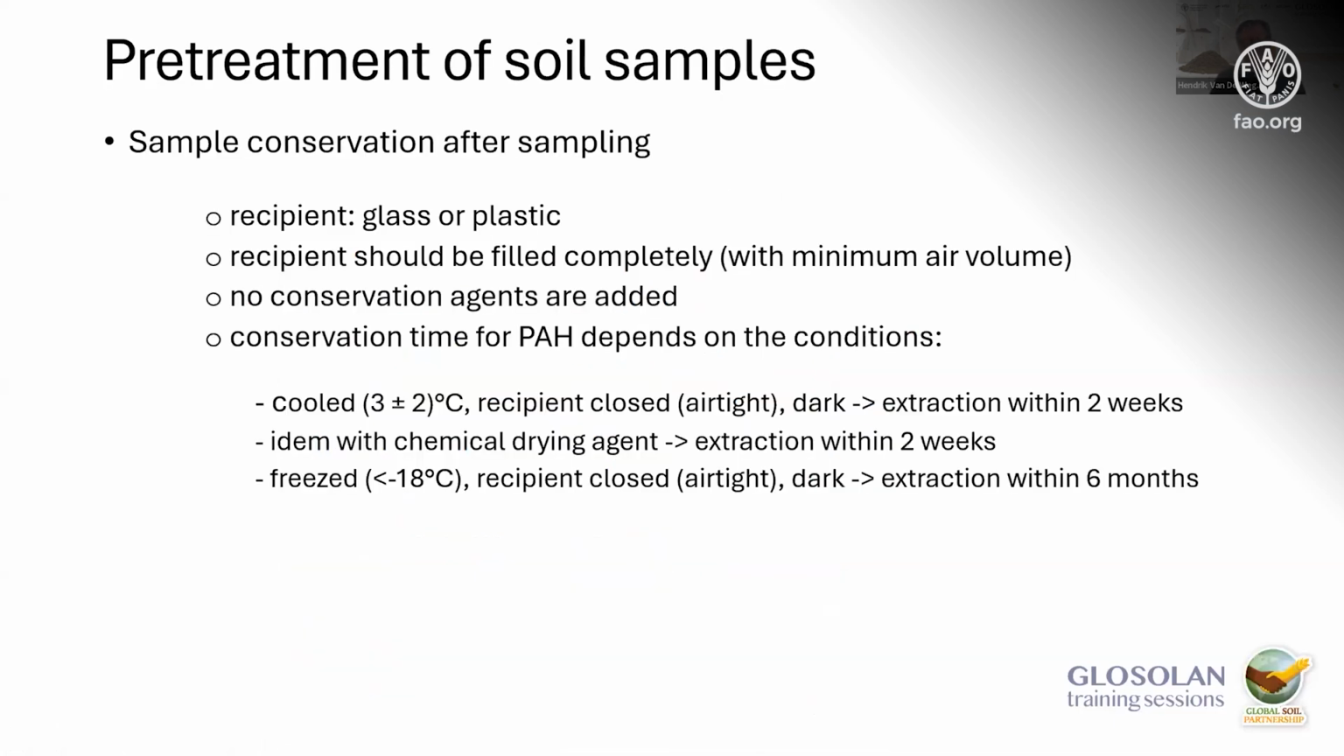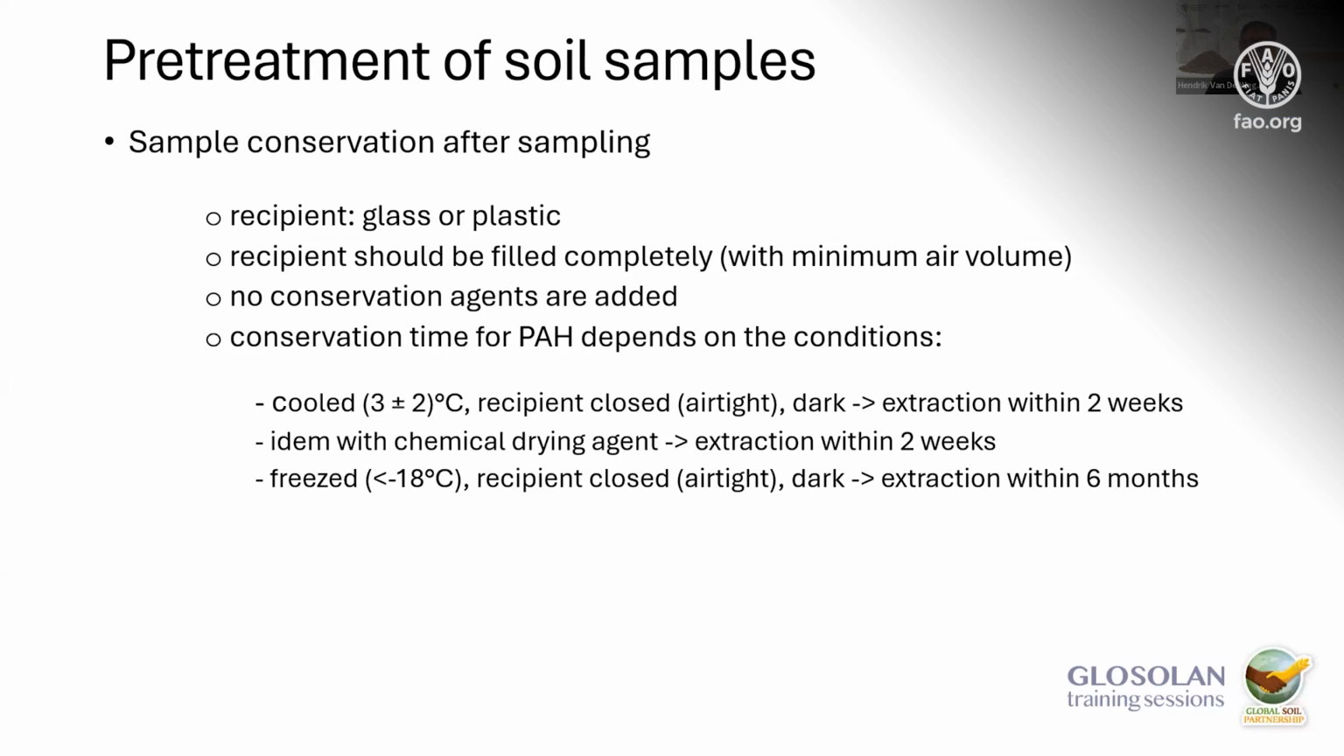Let's talk now about the pre-treatment of soil samples, that is before we do the subsampling for analysis. The recipients should always be glass or plastic, so not metal or paper. The recipients should always be filled completely, with minimum air volume. That is because naphthalene, one of the PAHs, is relatively volatile, so it's important that we fill it completely without a lot of air above the soil.